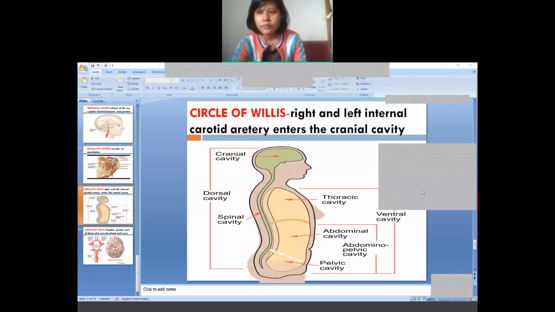Okay, Srijana, circle of wheels, they supply blood to which area? Can you tell me? Ma'am, to the greater part of the brain, eyes, nose, and forehead. Okay, then very good.